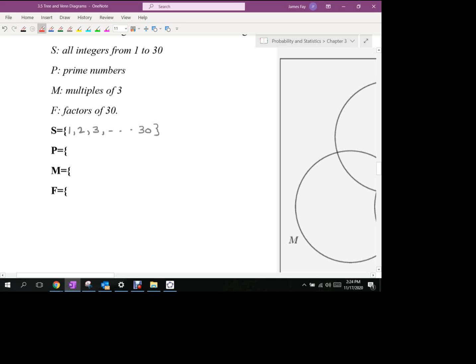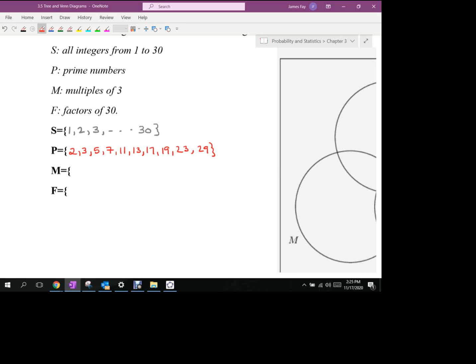What is the first prime number that shows up in this sample space? 2. By definition, prime numbers are numbers bigger than 1, so 1 cannot be prime, and they are divisible only by themselves and 1. Those are the only factors. So 2, 3, 5, 7, 11, 13, 17, 19, 23, 29. Did we miss any? That should be all. Is that something we can do?